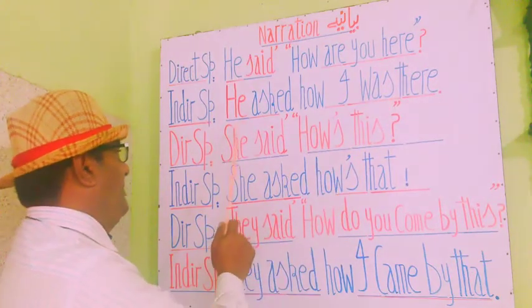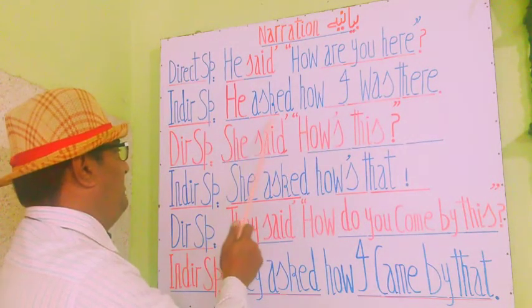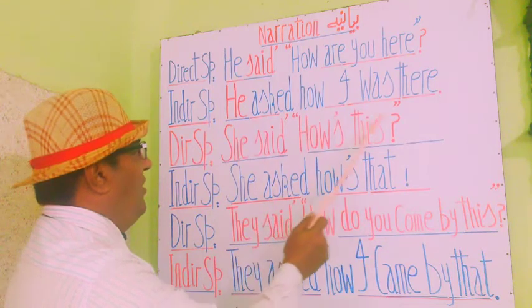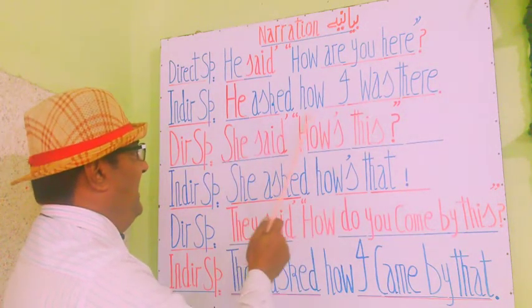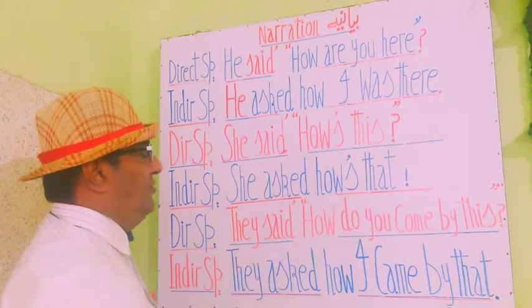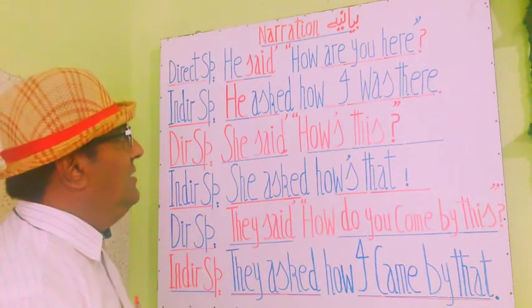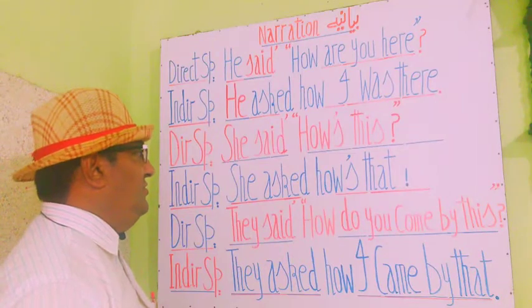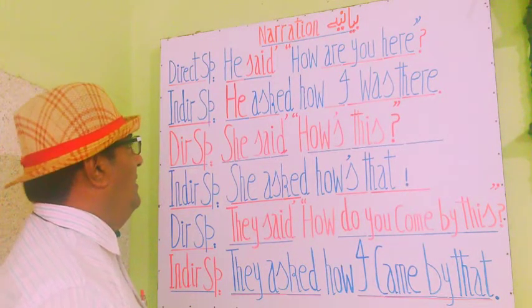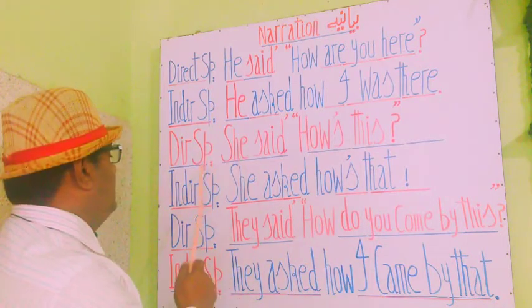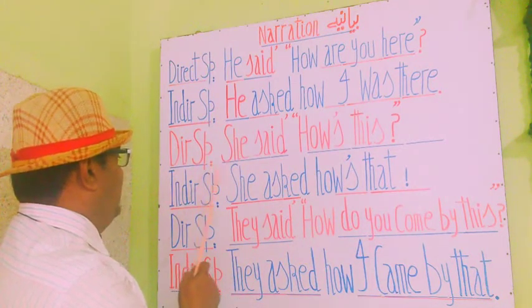So our new statement in indirect speech is: He asked how I was there. Full stop. And the question statement is also changed into an affirmative statement. So here we are. Let's see the next statement.